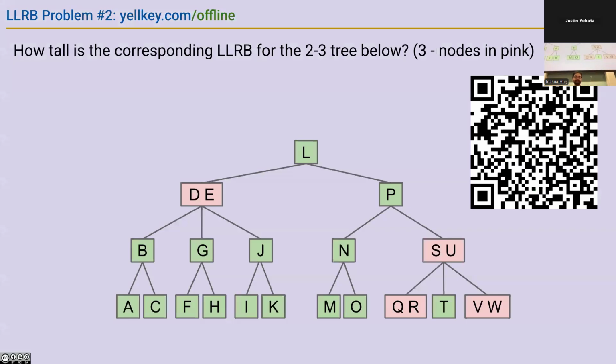All right, next question. How tall is the corresponding LLRB for this 2-3 tree? The height is the number of links to the leaves from the root. And if you're not sure where to start, just think, what's the longest path in the LLRB?